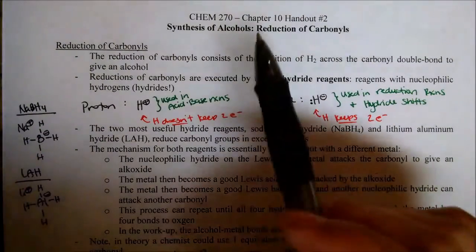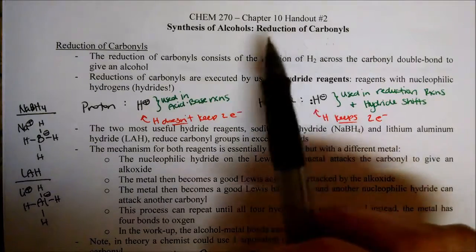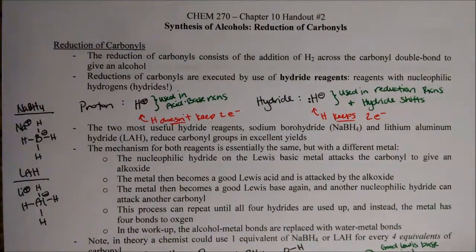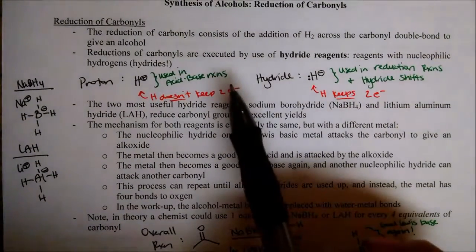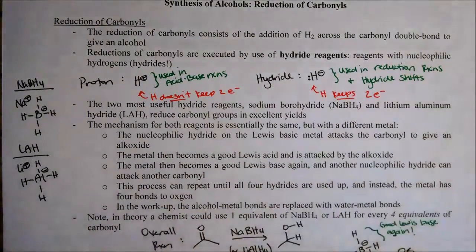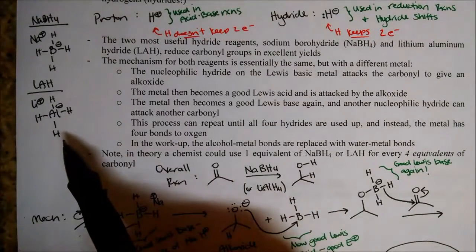Okay, so recall we're in the middle of chapter 10, and this is all about how we can make alcohols, and we're in the middle of handout 2, which is the reduction of carbonyls. We opened with the fact that to do a reduction of a carbonyl, we need nucleophilic hydrogens. These are hydrides, okay? The most common forms of these hydrides are NaBH4 or lithium aluminum hydride.